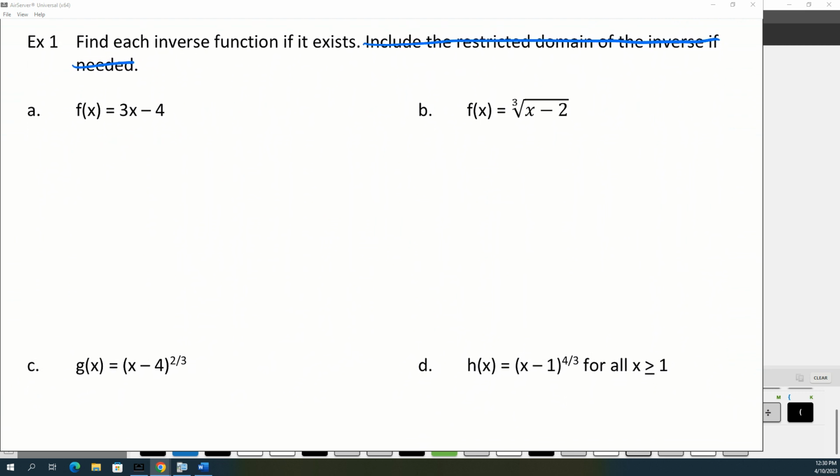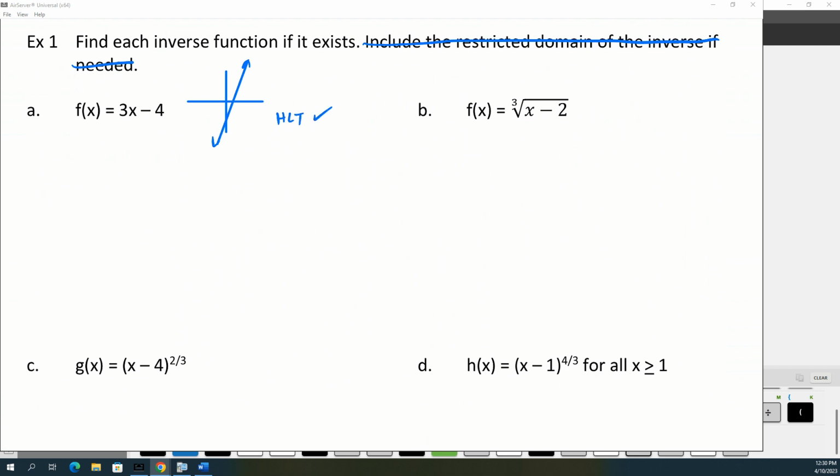Okay. And so letter A is f of x equals 3x minus 4. Do you guys know what this graph would look like? A line, parabola, something swirly? Anybody? This is going to be a linear function. It's going to look something like this. And pretty much every line except a horizontal line is going to pass the horizontal line test.